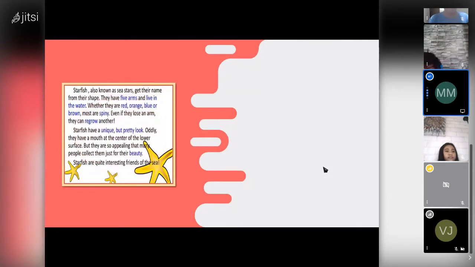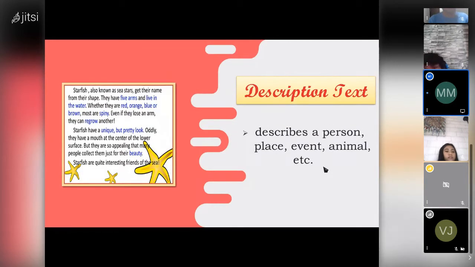First, let's have description text. A description text describes a person, place, event, animal, and so on. Okay, so here is an example. Look at this example. This is all about starfish.